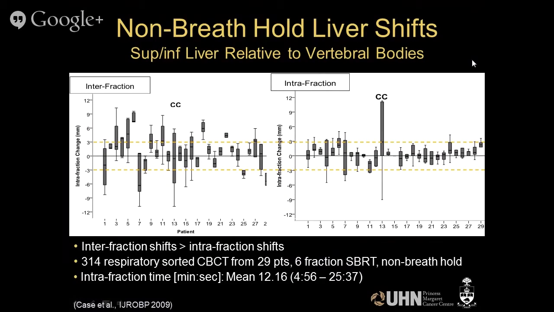This is data from patients treated with free breathing or abdominal compression. You can see the intra-fraction change in the liver position relative to the vertebral body on the y-axis. And you can see the inter, so fraction to fraction variability on the left, and intra within the time of a treatment fraction on the right. And so you can see between fractions, occasional offsets of 1 centimeter are seen for some patients, whereas within the time period of a fraction, in our own experience for treatments 30 minutes or less, majority of change is 3 millimeters or less. But you note one outlier.